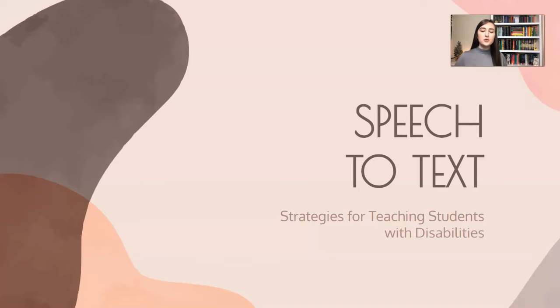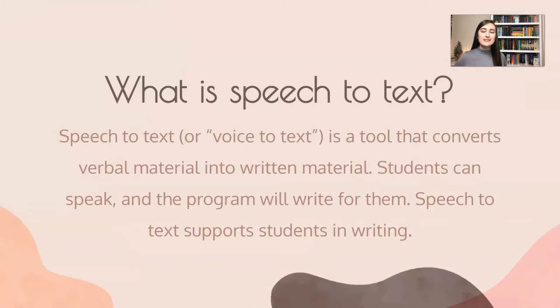So speech-to-text, this is a strategy for teaching students with disabilities. What is speech-to-text? Let's just jump right in. Speech-to-text, or voice-to-text is also another name, is a tool that converts verbal material into written material. Students can speak, and the program will write for them. Speech-to-text supports students in writing, obviously.